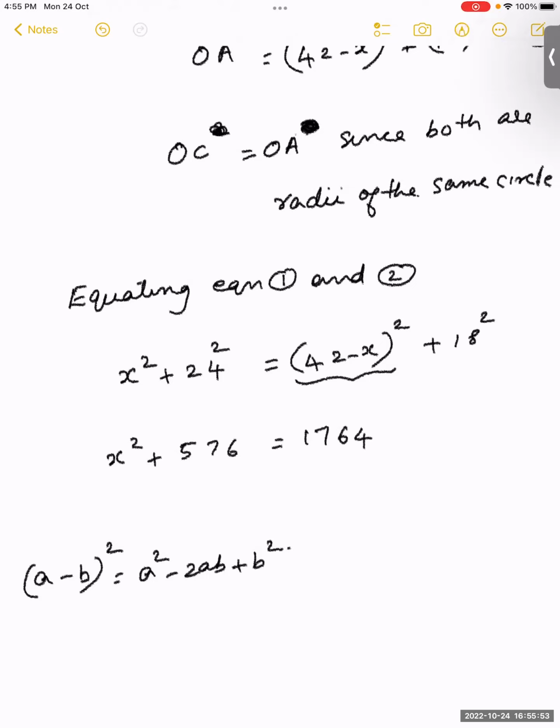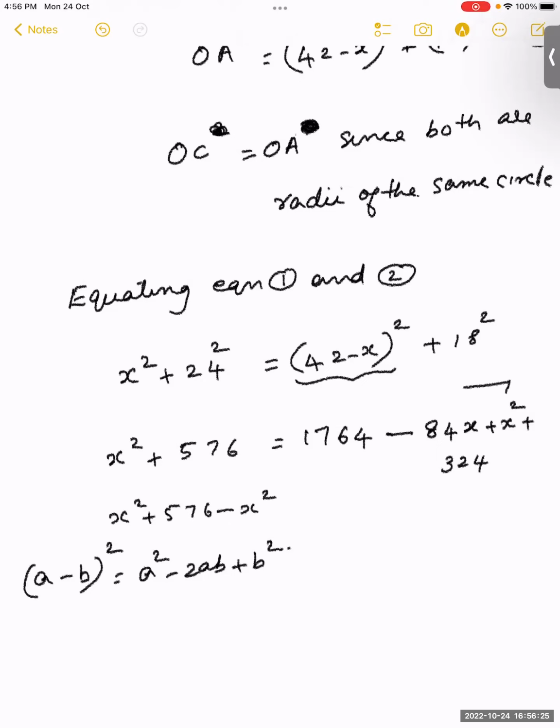42 into 48 is 1764, minus 2 times 48, meaning 84x, plus x square plus 18 square. What is 18 square? 18 square is 324. Okay. Now x square and x square get cancelled out, is it not? I'm going to bring x square to one side. So x square plus 576 minus x square.